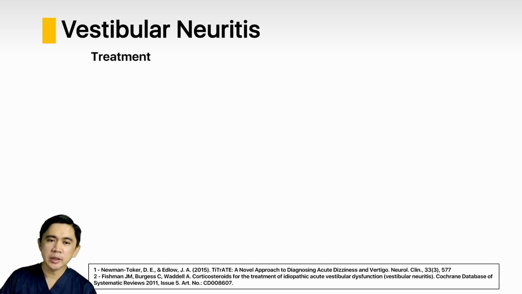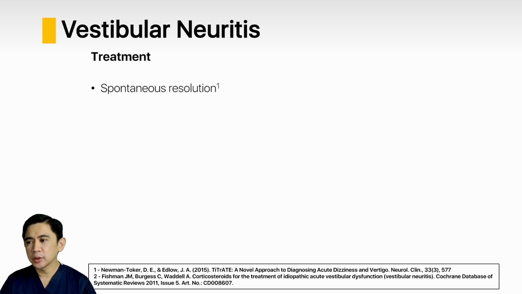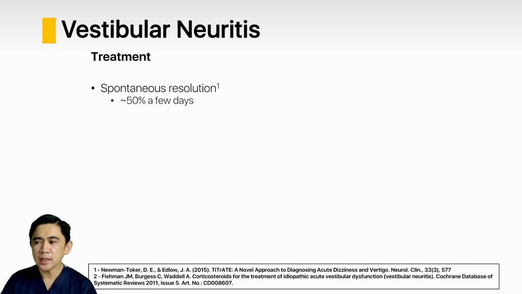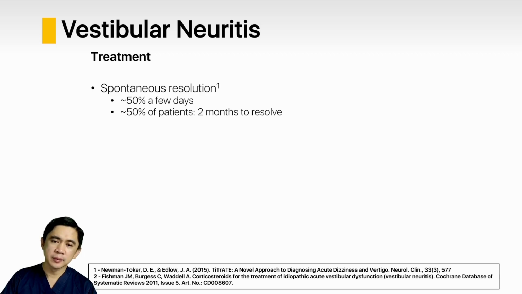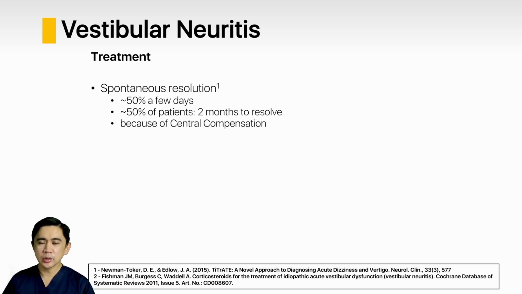So the treatment for vestibular neuritis: it spontaneously resolves on its own. 50% of patients improve in a few days, but half of them will take around 2 months to resolve. Spontaneous resolution occurs because of central compensation, wherein the brain will step up to resolve the dizziness from the peripheral part.